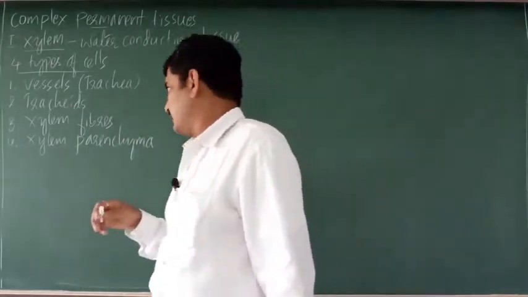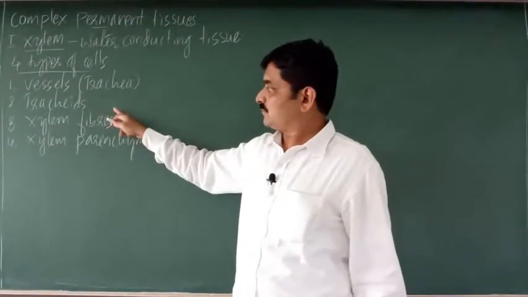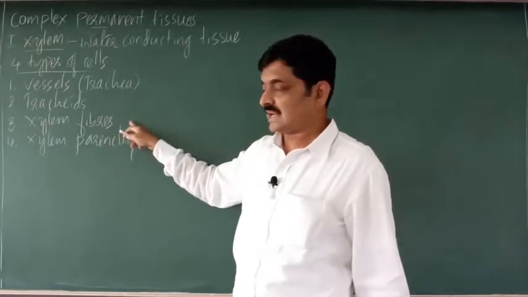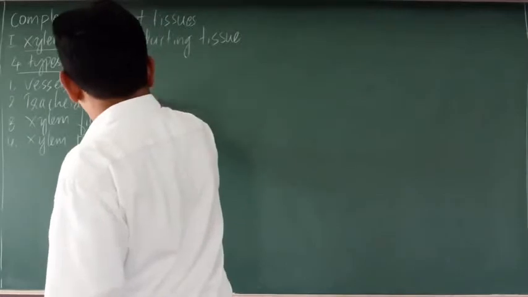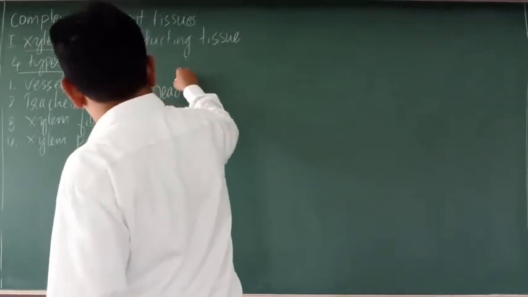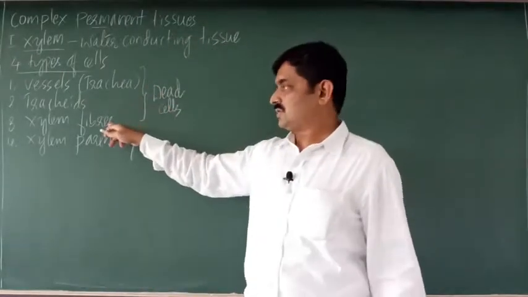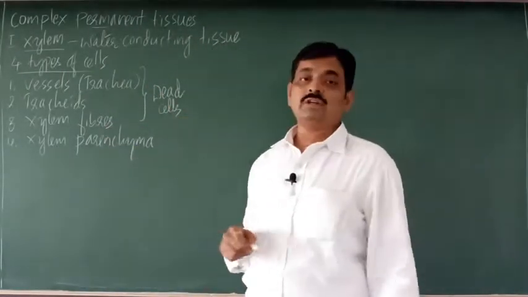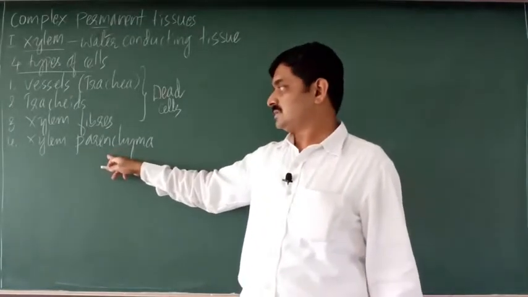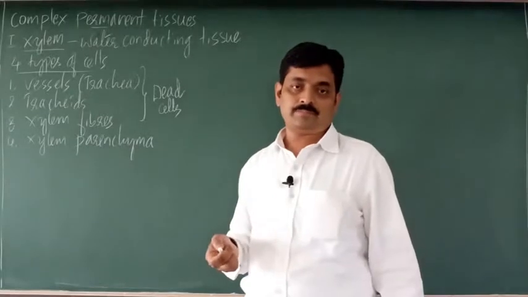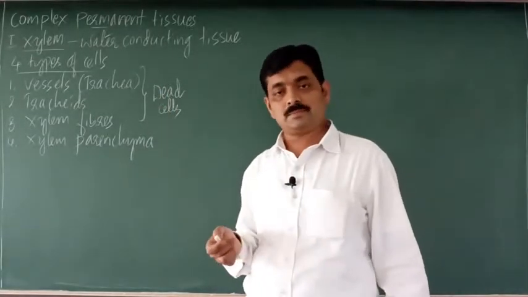Now out of these cells, vessels, tracheids and xylem fibers are all dead cells. The only living cell in the xylem is xylem parenchyma. So first we will consider the vessels.